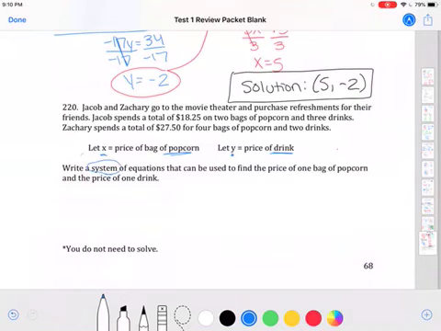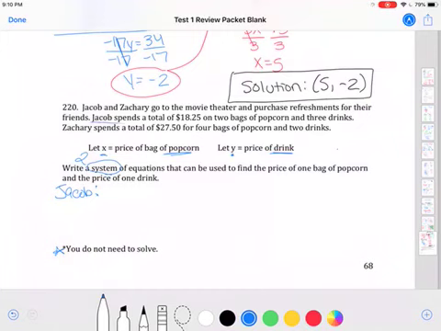Okay, so I have to write a system, big word there, to remember that it means 2. So basically write 2 equations that can be used to find x and y is what it's asking me to do. And then it's so nice down here, you do not need to solve. So we just need to write out 2 equations, and we've finished our review packet. So I'm going to start with Jacob. Okay, this is a lot like the brownies and cupcakes question that we did in the notes.